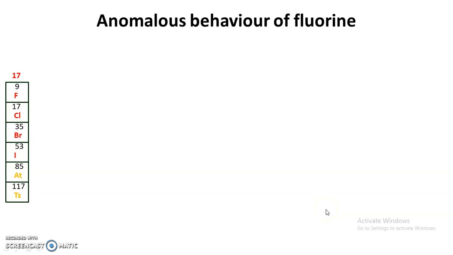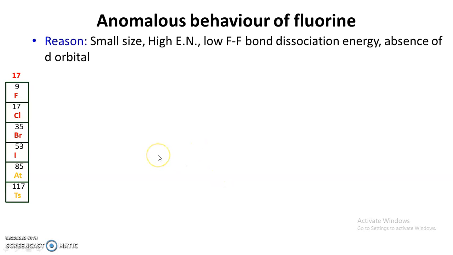Now the next point is the anomalous behavior of fluorine. Fluorine shows some unique properties different from chlorine, bromine and iodine. As compared to other group members like chlorine, bromine, iodine and astatine, some properties of fluorine are different or unique, and therefore it shows anomalous behavior. This anomalous behavior of fluorine is because of its very small size and high electronegativity.